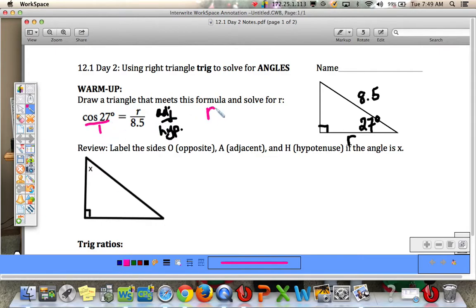So we have r equals 8.5 cosine of 27, and you can just type that in your calculator to get the length of r, and it's about 7.57.